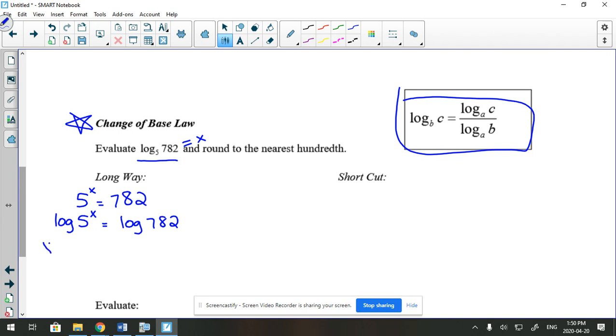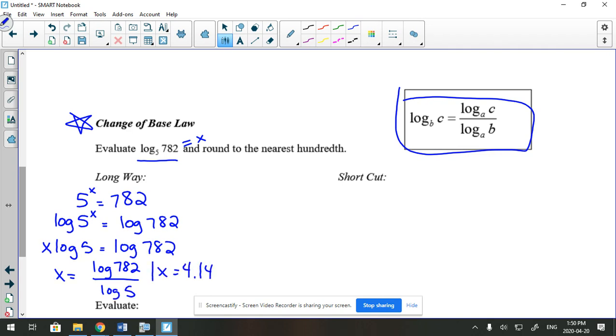The x can now pop in front. And now to isolate x, I can divide both sides by log 5. When I type that in my calculator, I see that x equals approximately 4.14. That's a long way to do it. There is a shortcut. This can simplify into this rule here.